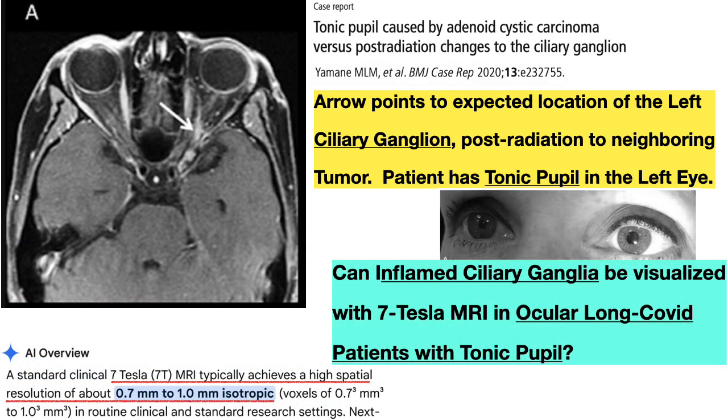So in the case of long COVID patients, can inflamed ciliary ganglia be visualized with high-field 7 Tesla MRI in ocular long COVID patients who have tonic pupil? A standard clinical 7 Tesla MRI typically achieves a high spatial resolution of about 0.7 to 1.0 millimeters isotropic, so it should be possible.